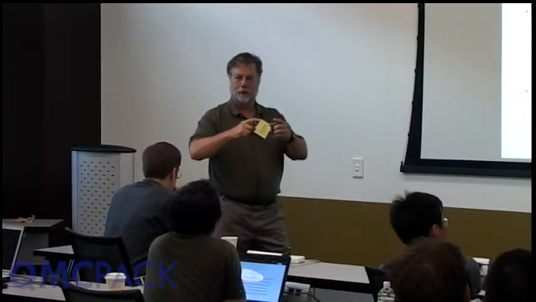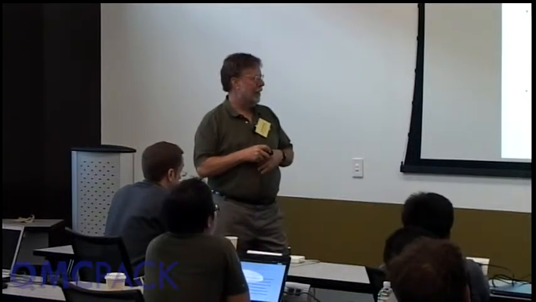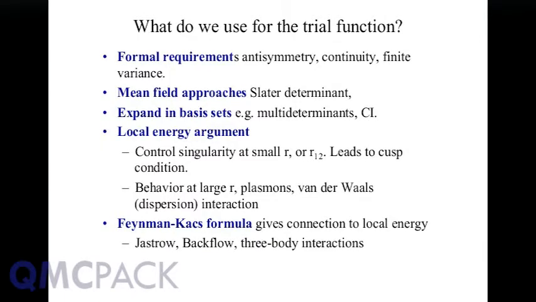The other thing is the behavior at large r. What happens when two electrons get very far apart? And you can show with a local energy argument how to fix this. And this leads to what are called plasmons in metals or the van der Waals interaction for molecules that are separated. And these are related to something I'm going to talk about right now, which is the Feynman-Kac formula. This gives you a connection between the local energy and the wave function. And it gives you a systematic way of thinking about wave functions.